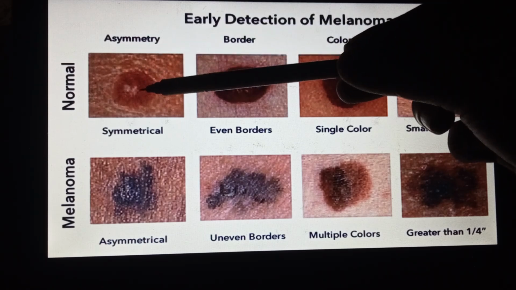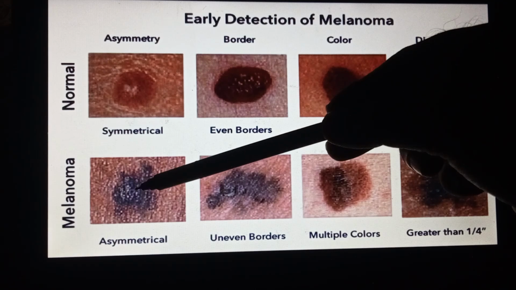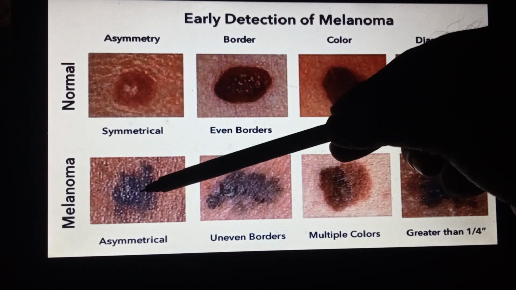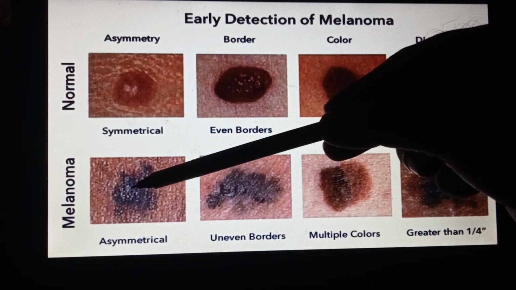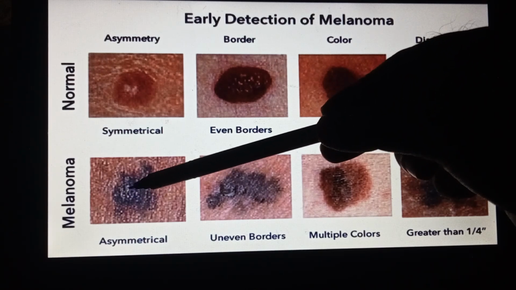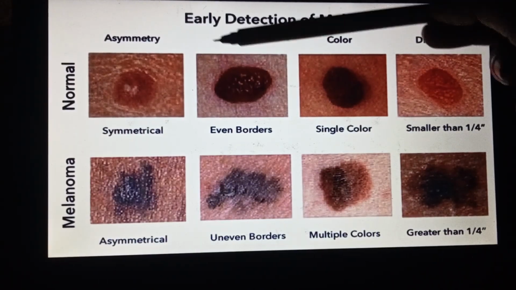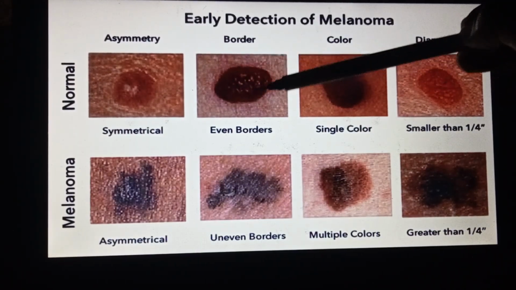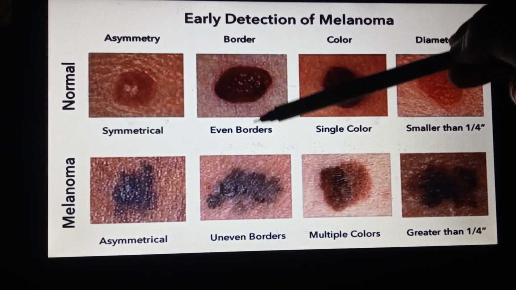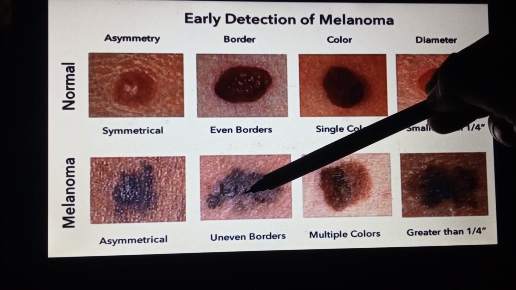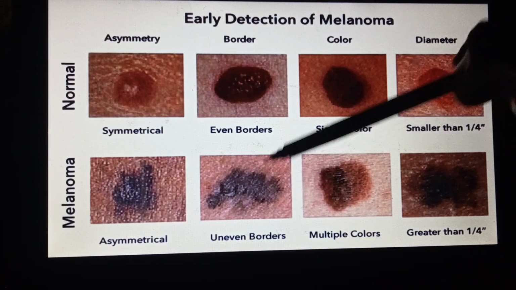When there is malignant change, the symmetry of the lesion changes. You can see here is a symmetrical lesion, here is an asymmetrical lesion. This asymmetrical lesion suggests malignant change or melanoma formation. In the second picture, first look at the border. This is an uneven border, this is an even border. Whenever there is malignancy or malignant change, the border changes and becomes an uneven border.